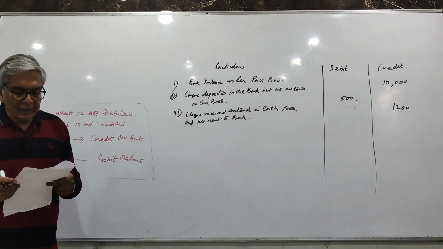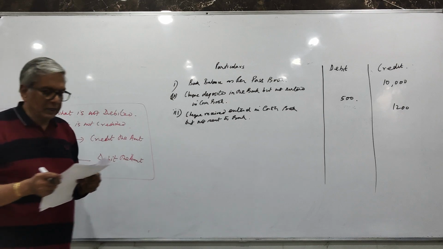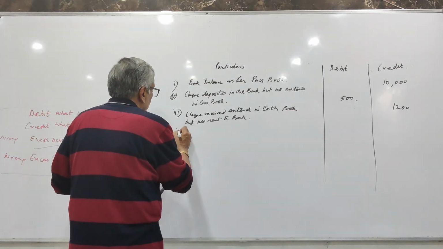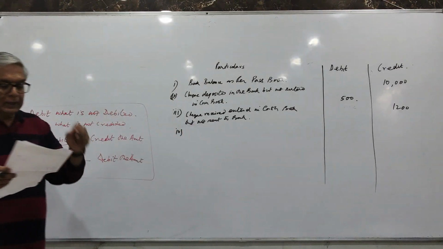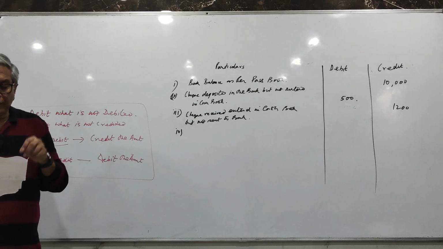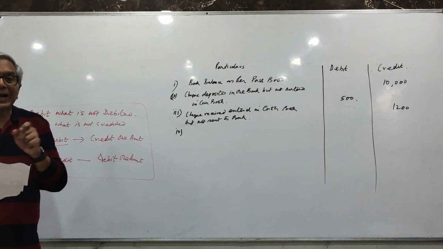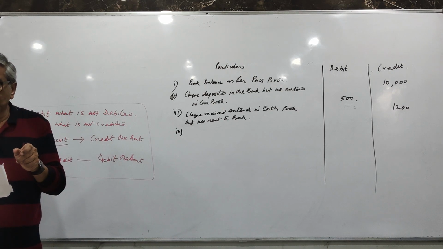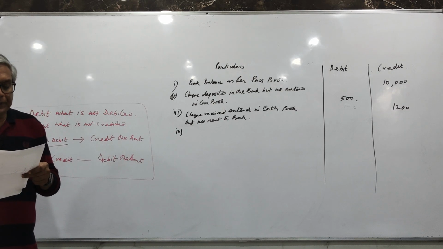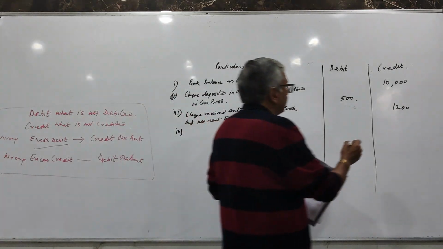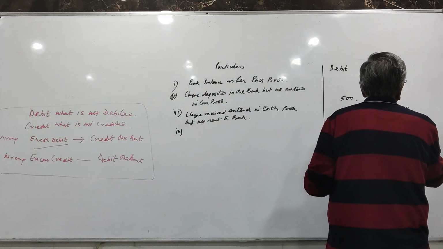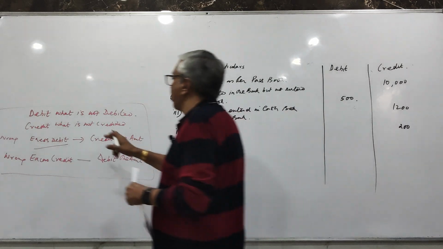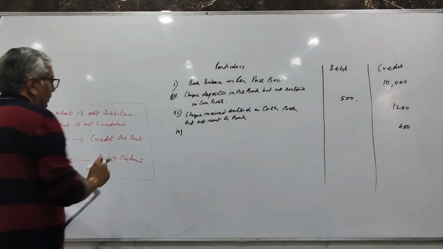Fourth, credit side of the cash book bank column has been cast short. I repeat, what have we done? When we were making the total of the cash book column of the credit side, it was undercast. Undercast मतलब टोटलिंग करते समय हमने कम टोटल करा है, that is of 200 rupees. So we are going to write 200 on the credit side. That means credit what is not credited.